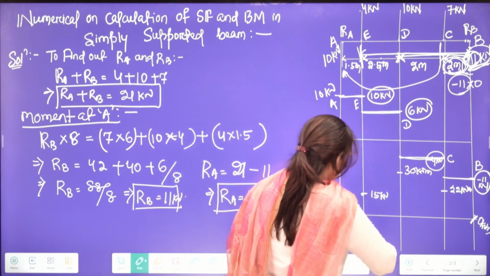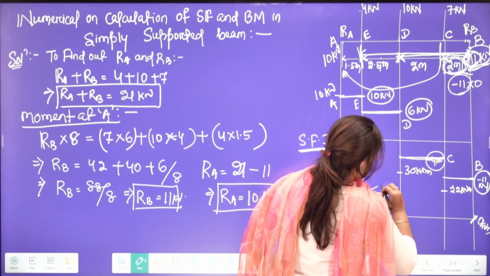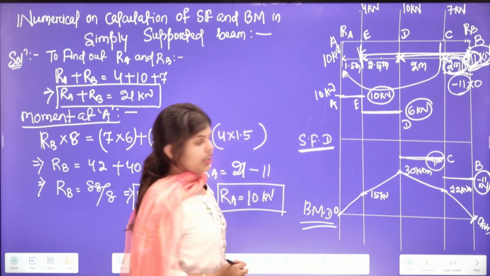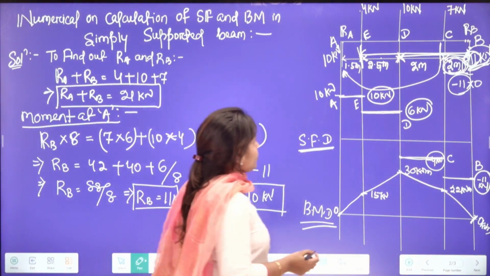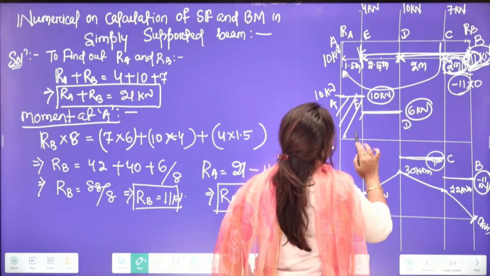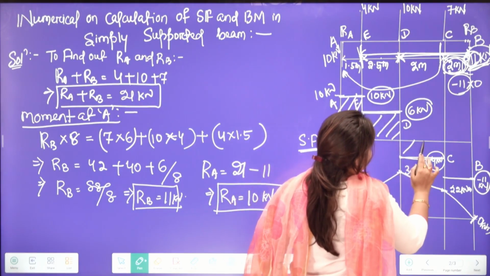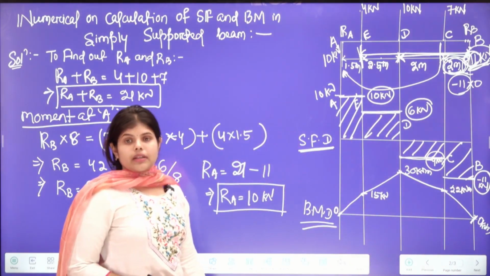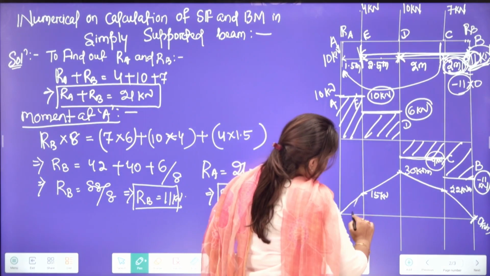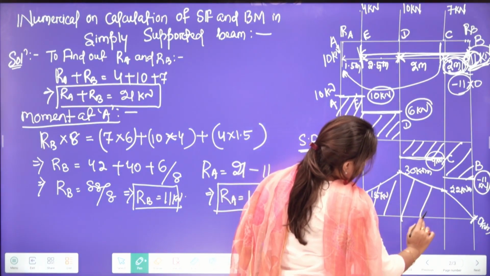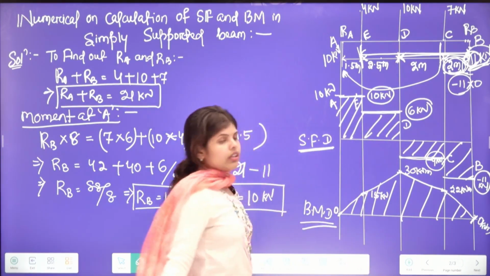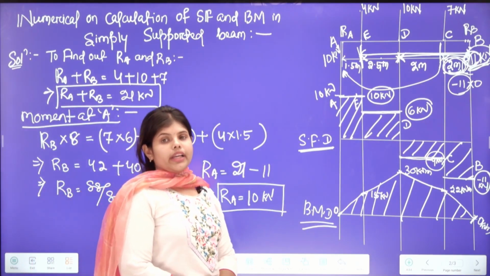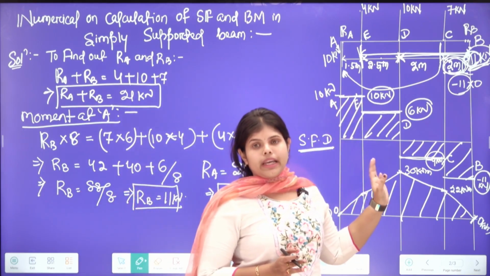If we just join this by using simple line, here is the bending moment diagram. Okay. This is your SFD, and here this is the BMD of this simply supported beam, while the application of 3 different values of point load is there.